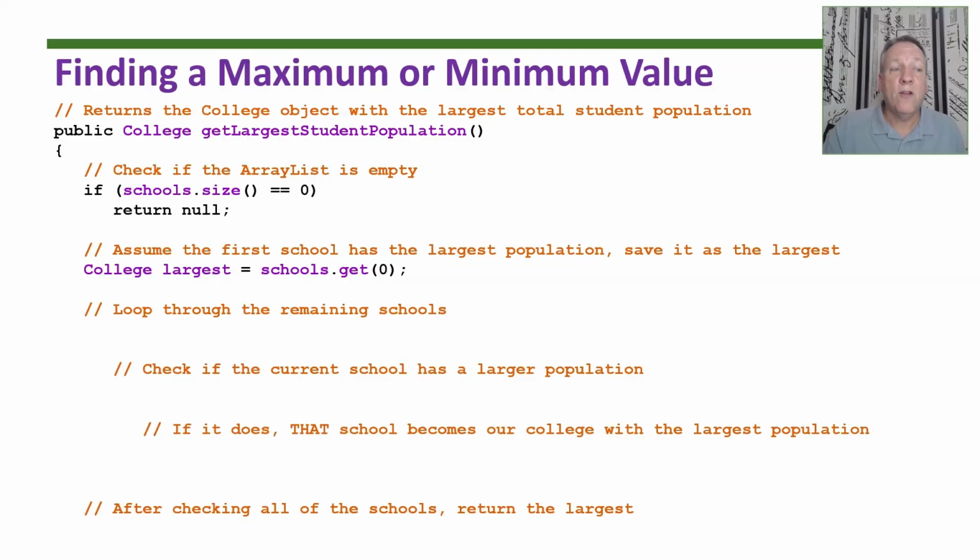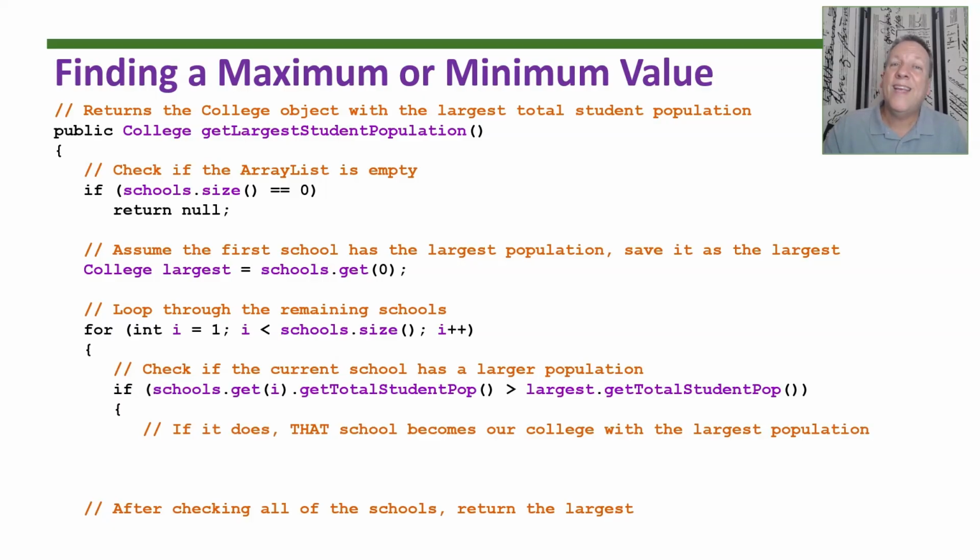Okay, assume the first school has the largest population. So save that as my largest. So I'm going to have to create a college object here called largest. And then I'm going to call schools.get(0), which will put the first school in my list into the largest college variable. Now I want to loop through the remaining schools and compare it to my largest. Now notice I started this loop at i equals 1. If you forget and start at 0, it's not going to hurt anything. It'll just compare it against itself, right?